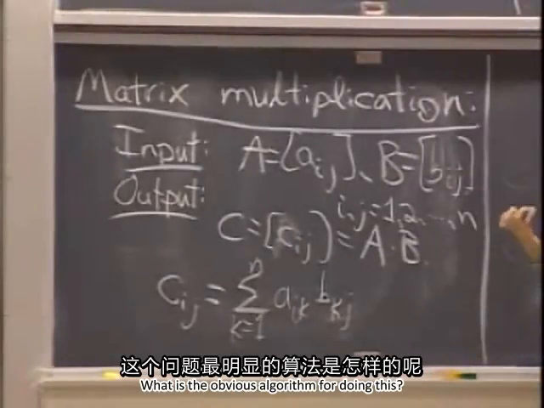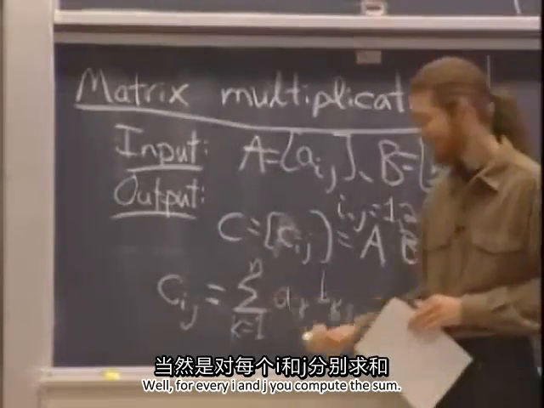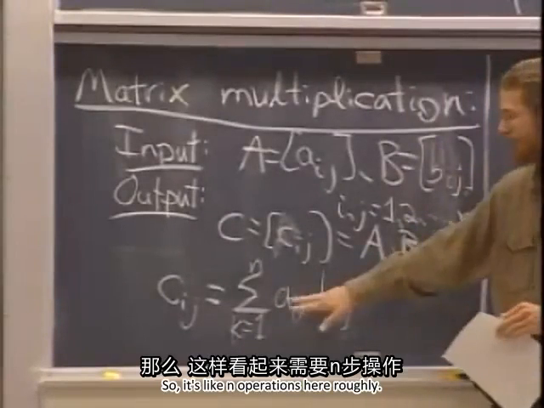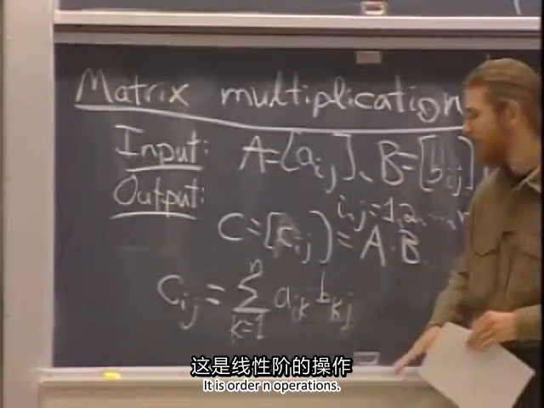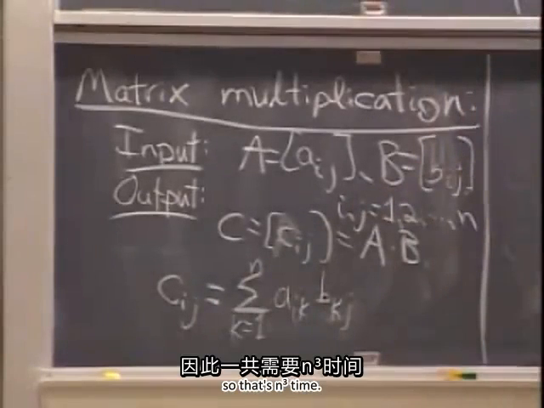So what's the obvious algorithm for doing this? Well, for every i and j, you compute this sum. You compute all the products, you compute the sum. So that's roughly n operations here, I mean, 2n minus 1, whatever. It's order n operations. There are n squared entries of C that I need to compute, so that's n cubed time.